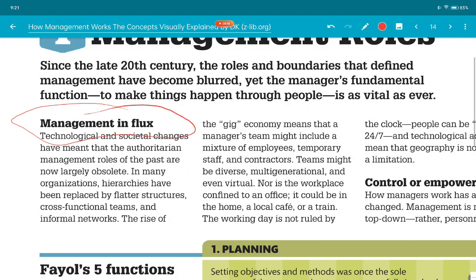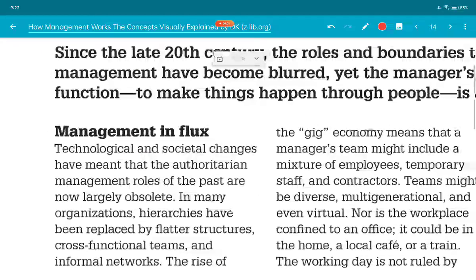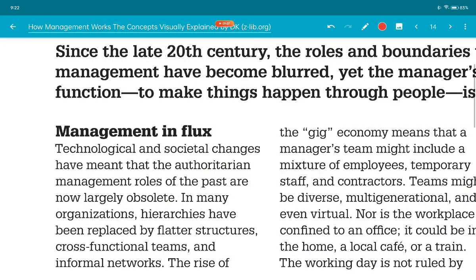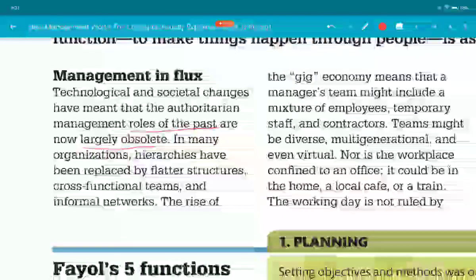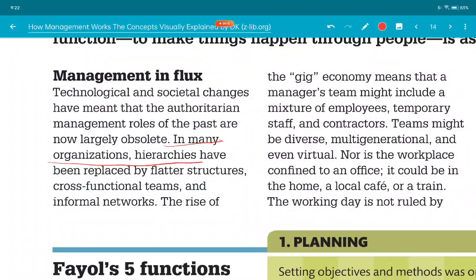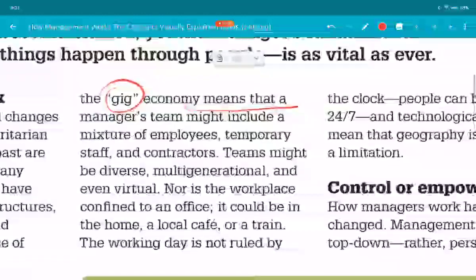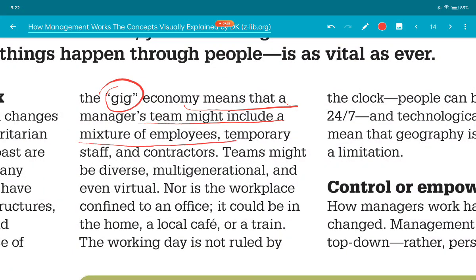Okay, management in flux. Technological and social and societal changes have meant that the authoritarian management roles of the past are now largely obsolete. In many organizations, hierarchies have been replaced by flatter structures, cross-functional teams, and informal networks. The rise of the gig economy means that the manager's team might include a mix of employees, temporary staff, and contractors. Teams might be diverse, multi-generational, and even virtual.